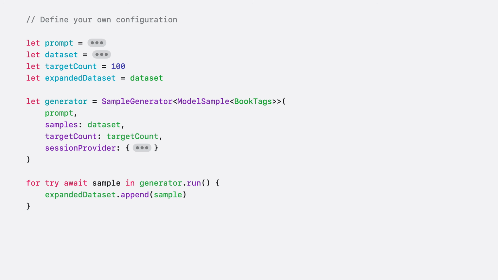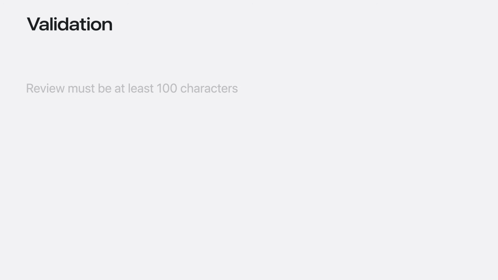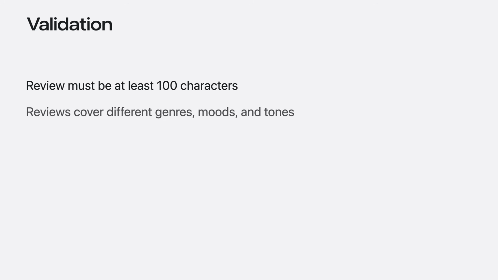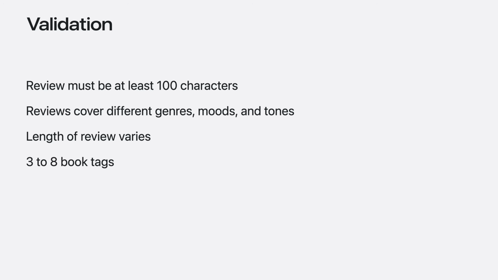Now that we've set up our configuration, let's explore how we can ensure our synthetic data is the way we expect it. That's where the validator closure comes in handy. The validator lets you define your own logic to accept or reject every generated sample. We've already defined a set of rules in the instructions in the session provider earlier, but that doesn't guarantee the output will actually follow those rules. Let's review them. The first rule we defined is that the review must be at least 100 characters long. Each review should also cover a wide range of genres, moods, and tones. And the review needs to vary in length. The model should also generate between 3 and 8 book tags, and tags must be lowercase.